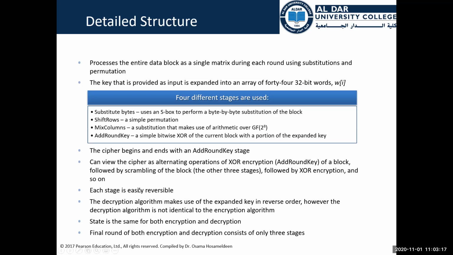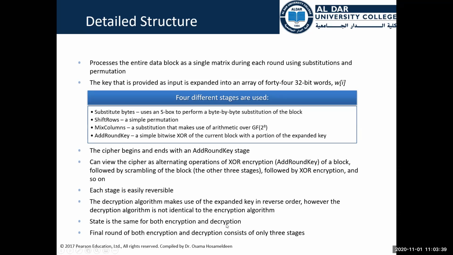So each stage is easily reversible. Each stage, take care, is not the entire algorithm. The decryption algorithm makes use of the expanded key in reverse order. However, the decryption algorithm is not identical to the encryption algorithm. They are not identical.